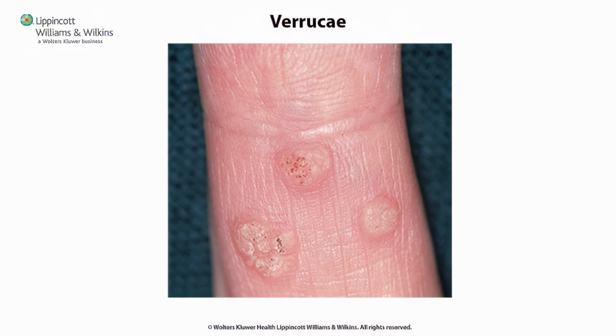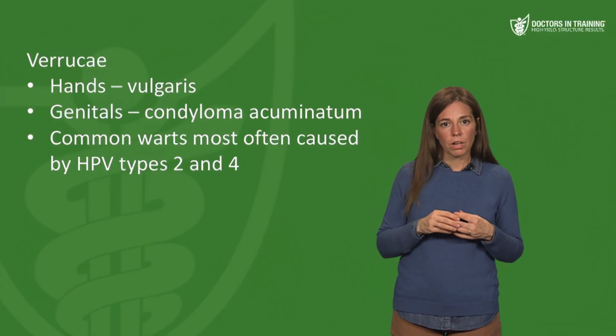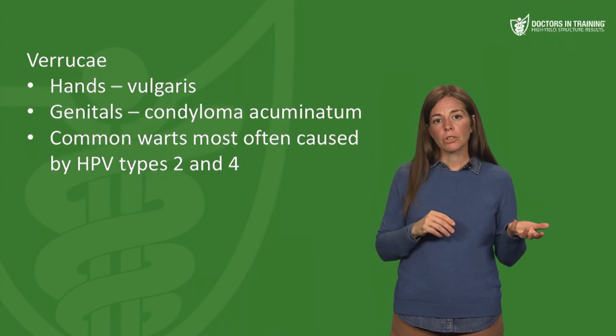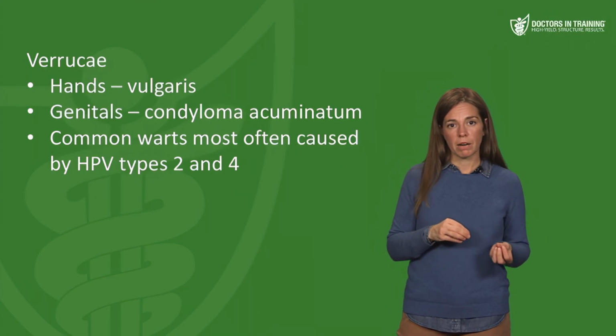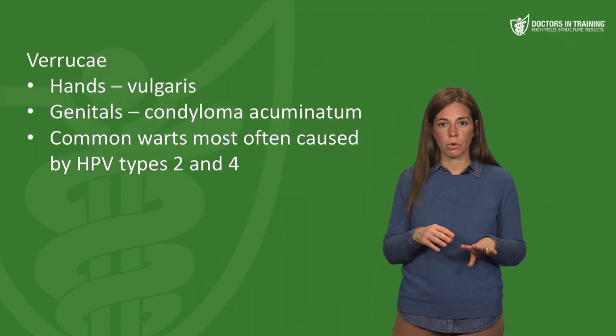Okay, verrucae. These are warts. Soft, tan-colored, cauliflower-like lesions. Verruca vulgaris is the common wart, which can be anywhere but commonly occurs on the hands. And then there are plantar warts, or Verruca plantaris. Both are caused by human papillomavirus. The common warts are most often caused by HPV types 2 and 4.